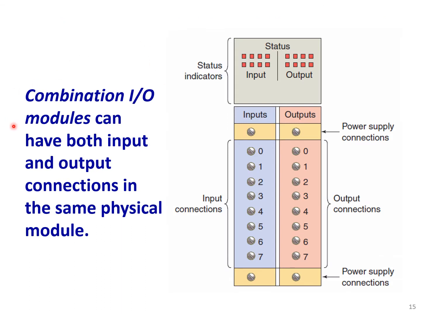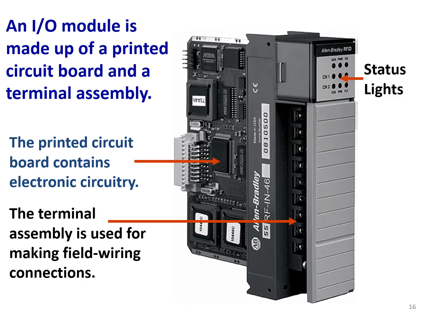Combination I/O modules can have both input and output connections in the same physical module. So those PCs could have these types of I/O modules, input and outputs, both of them in the same physical module, and they accept digital or analog I/Os.